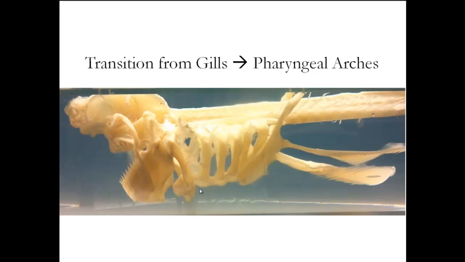And we're going to talk about how the gills that we see in fish correlate really nicely to the pharyngeal arches that we see in human beings as they develop, and how, by understanding how those structures operate in fish, it makes a little more sense how they develop in people.